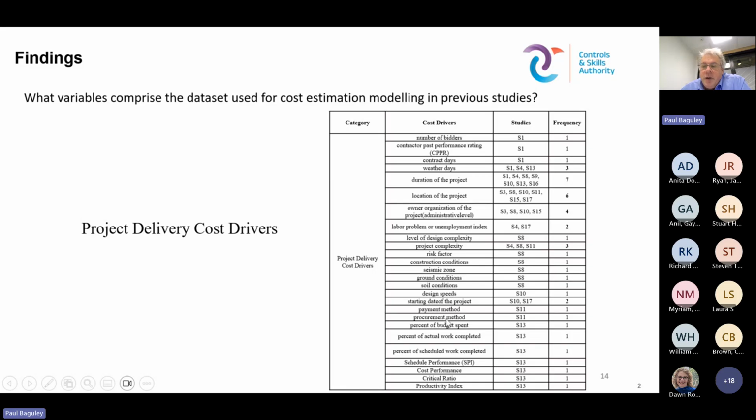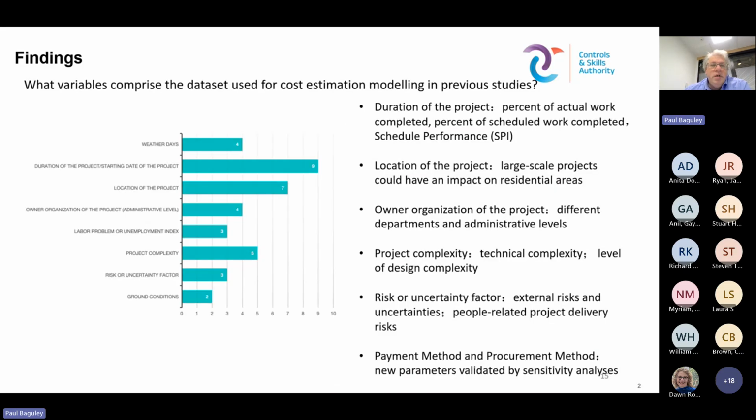There's a variety of time related drivers, like schedule performance index, critical ratio, design speeds. For example, you might start a project with the design incomplete. So that then becomes a project delivery cost driver. And I suppose the argument here is these should form part of AI data sets to enable the full life cycle to be considered in an AI model in the future. Because one of our main aims and objectives is to consider future data collection to enable a new technique. So there we have the frequency chart for the project delivery cost drivers.